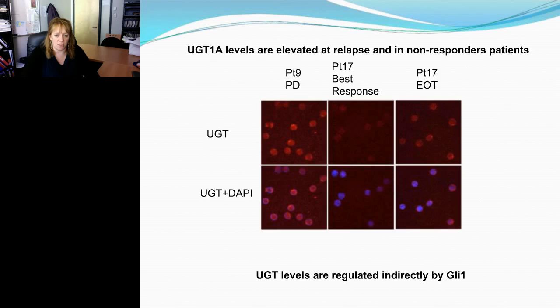Just to show you that UGTs can also be elevated in our patients, like the GLI1 was, we can see a non-responding patient. Again, they have very high GLI1, very high UGT relative to a patient in response, and a patient in response relative to end of treatment when they've relapsed has an elevation of UGT1As. Again, indicating that UGT1A, like GLI1, is being elevated at relapse, or perhaps is elevated as it causes primary resistance.